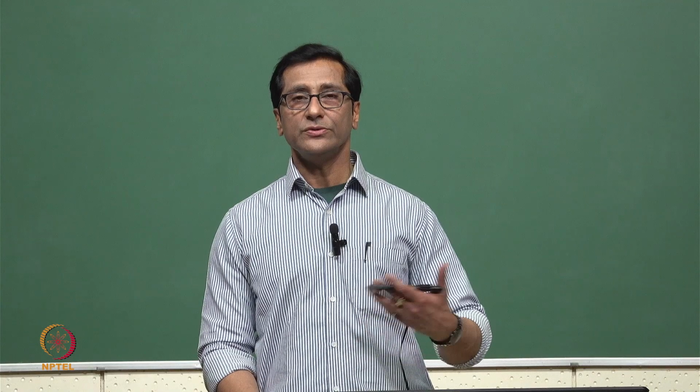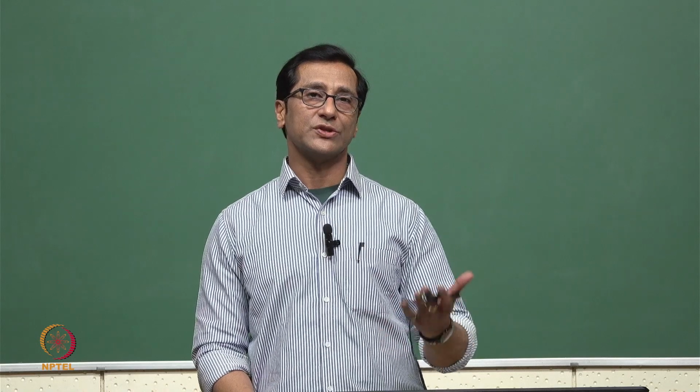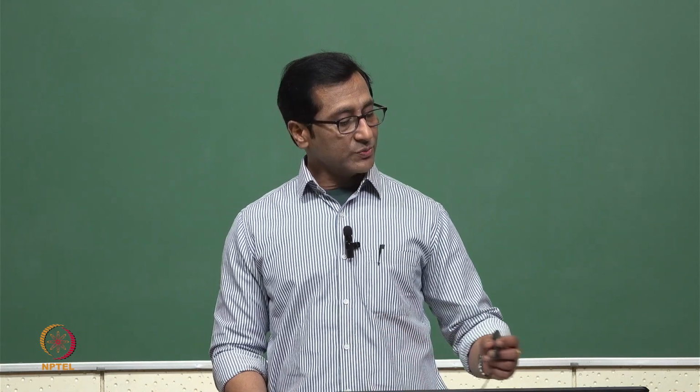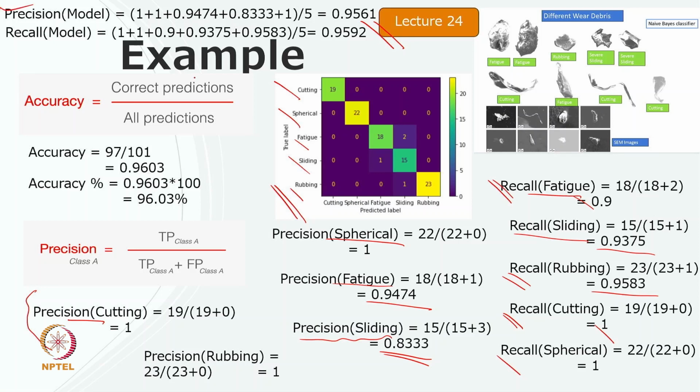So instead of looking only at accuracy, we should have precision values and recall values also. Based on that, they say the overall model precision is 95.61% and recall 95.92%. What's the meaning of that? Wherever we got a worse performance, as in this case, we need to know that we really require a little more data related to sliding. We are not able to distinguish appropriately because this is 83%.